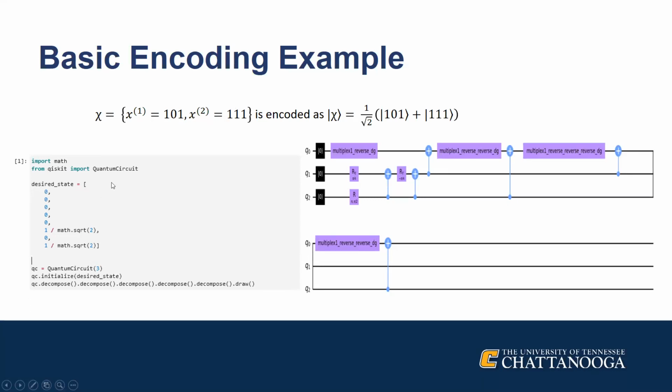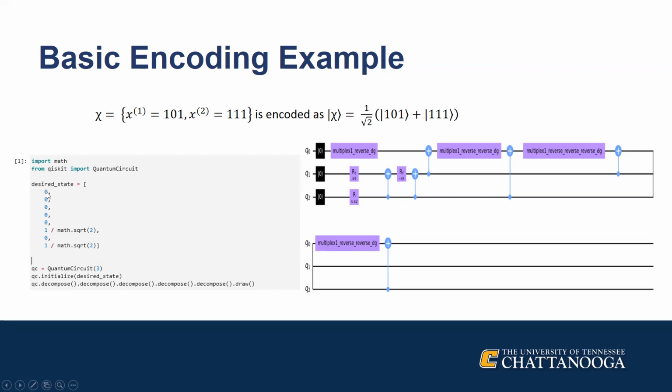So if we look at how to represent that, basically, because we need these two elements, this is going to be represented as 1 over square root of 2 multiplied by the 5, which is the first element, x1, and the x2. So that is going to be implemented in the programming part, so that we specify the desired state as this.